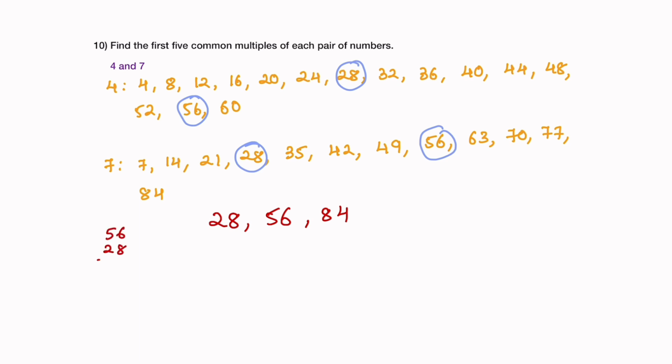56, 28. That's 4, that's 1, 8. Next, plus 28. It's going to be 1, 1, 2. Plus 28. That's 2, 1 carry, that's 1, 1, 1, right? And then plus 28 will be 140. Let's check. 0, 1 carry, 1, 2, 3, 4. Okay? So these are the first 5 common multiples. Easy? Yeah? Good. We have 2 more.